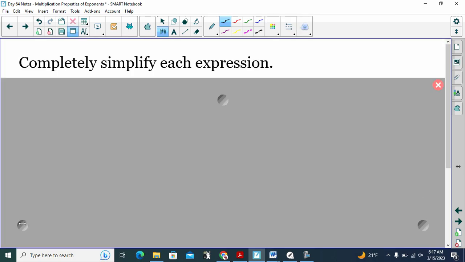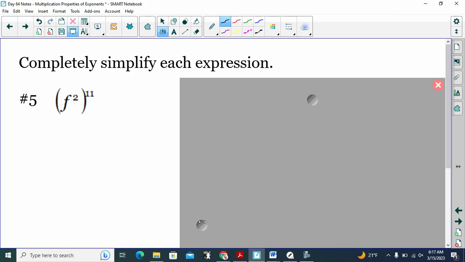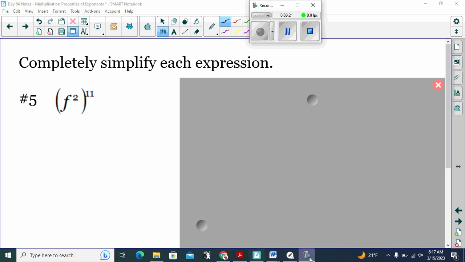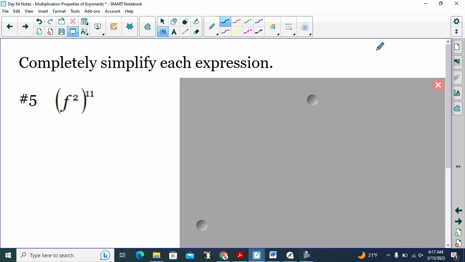Number 5, f squared to the 11th power. F squared to the 11th power. Again, we've got a power of a power. When that's the case, we multiply the exponents. 2 times 11, f to the 22nd.